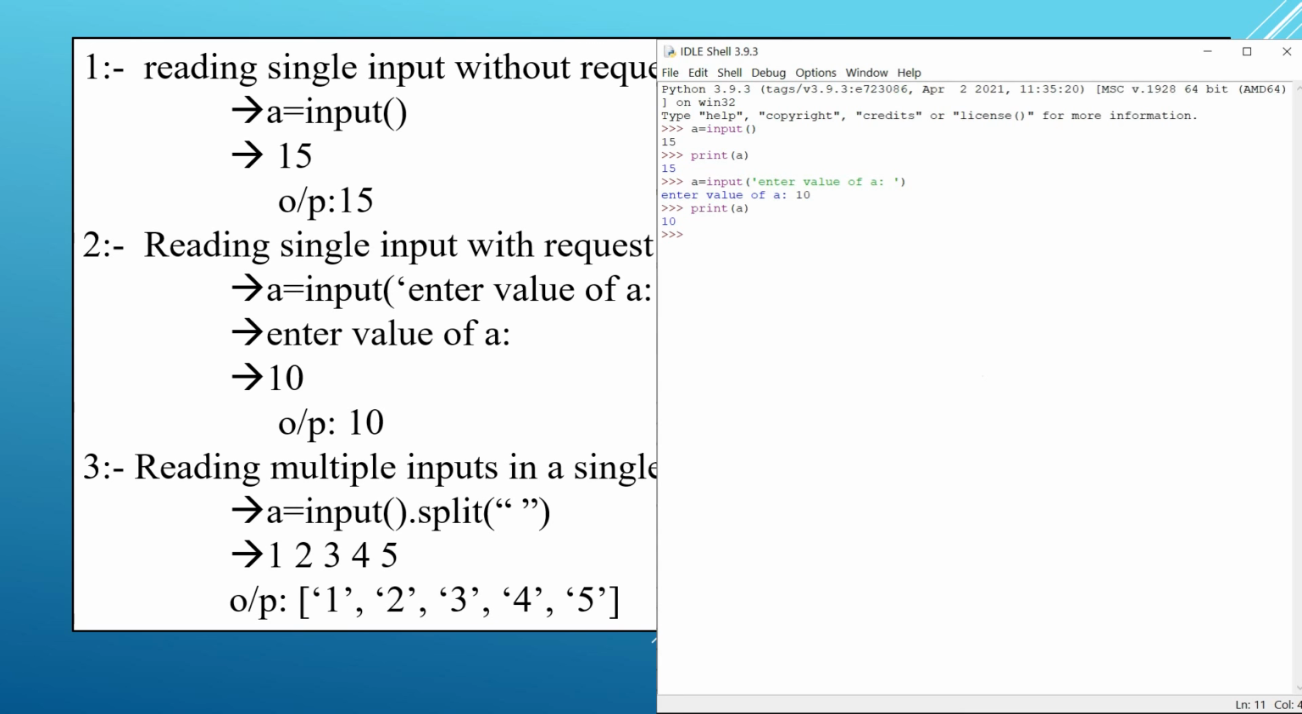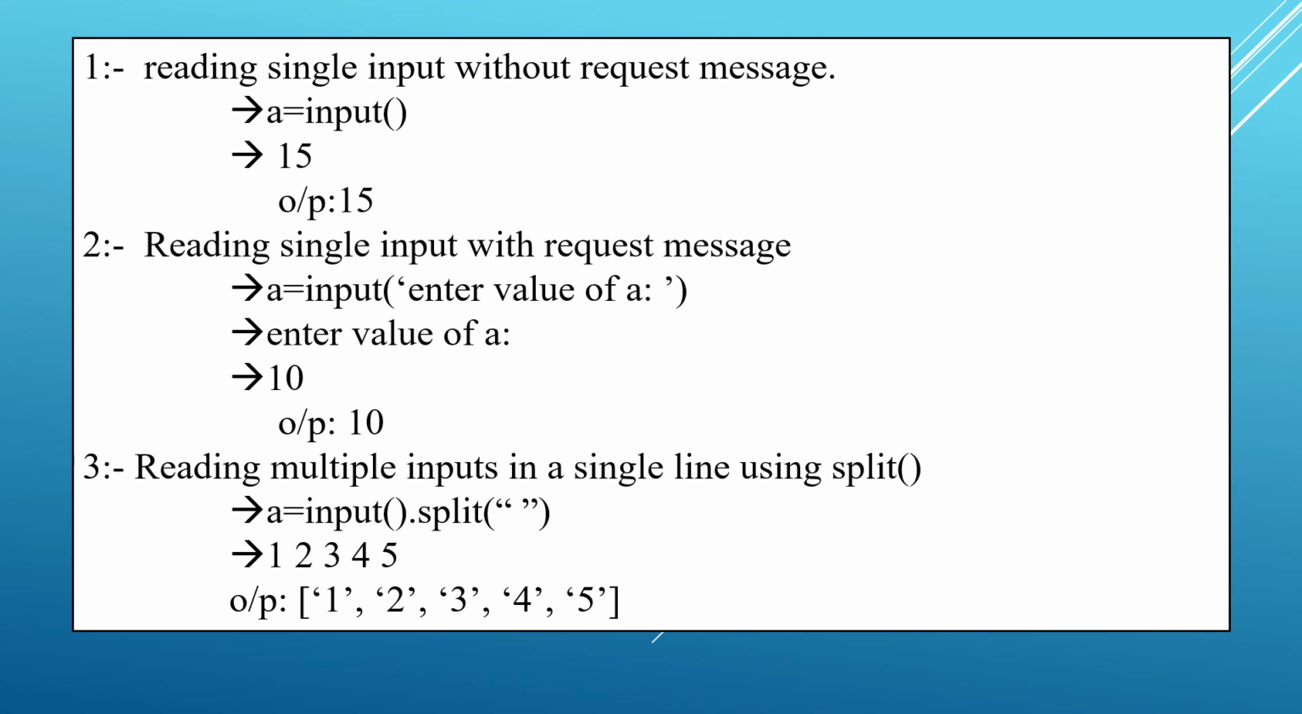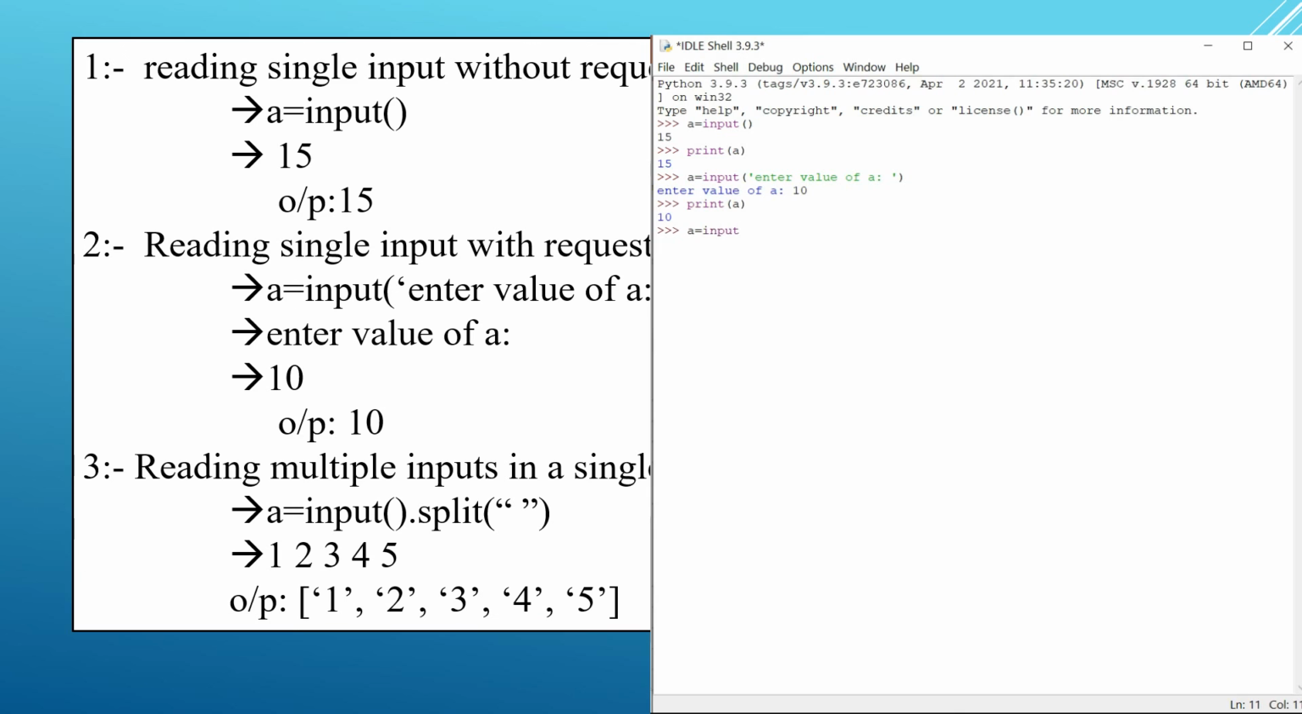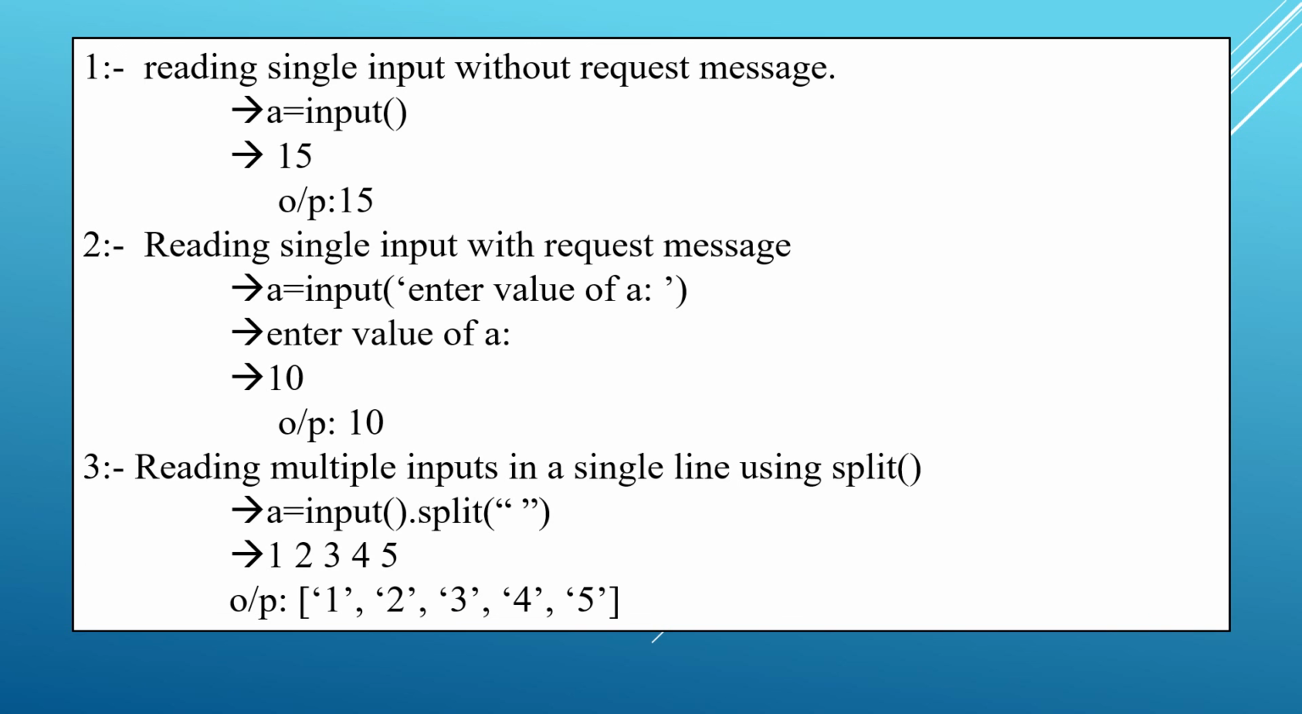Next, reading multiple inputs in a single line using the split function. Here, if I take a is equal to the input function dot split with a space enclosed with single quotes, enter, it will ask us to enter the values 1 space 2 space 3 space 4. Print a will get the output as 1, 2, 3, 4 enclosed with square brackets. These are the types of the input function.